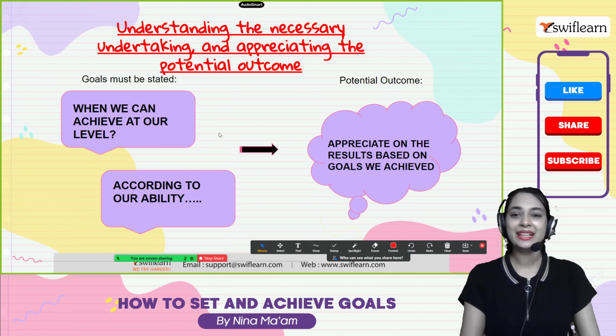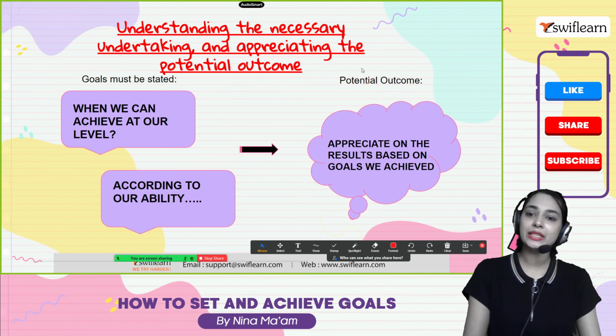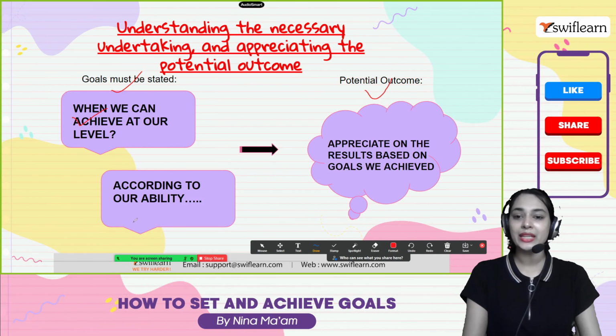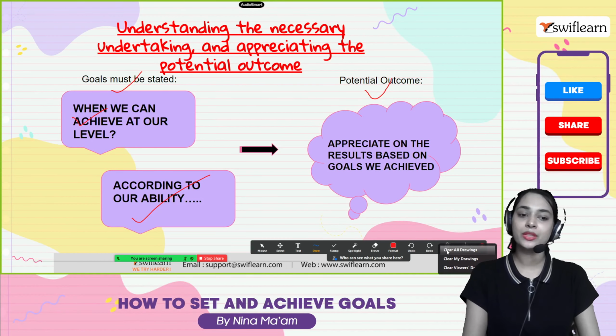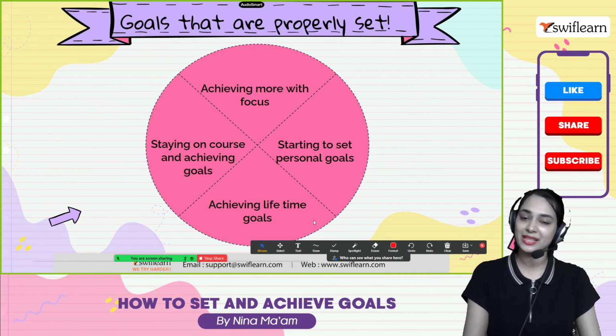And over here, understanding the necessity of undertaking and appreciating the potential outcome. The first one, goals must be stated with a potential outcome, so that we can achieve at our level and according to our ability, right? Yes. So appreciate the results based on the goals we achieved. We should always be thankful and appreciate ourselves.